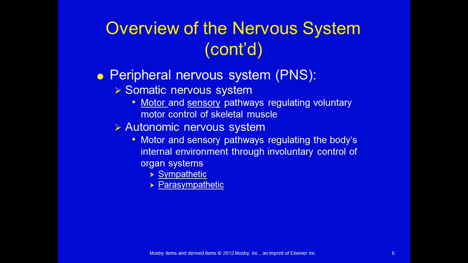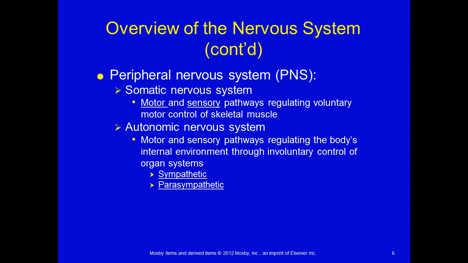Okay, so now we're going to go a little bit deeper, even more, into that peripheral nervous system. Functionally, the peripheral nervous system can be divided into the somatic nervous system and the autonomic nervous system. So the somatic nervous system carries our motor and our sensory pathways that we just talked about, regulating more voluntary motor control of the skeletal muscles. So again, when you think of somatic nervous system, and the word somatic means what? Bodily, right. So when you think of somatic nervous system, think voluntary. This is voluntary control of skeletal muscles, period.